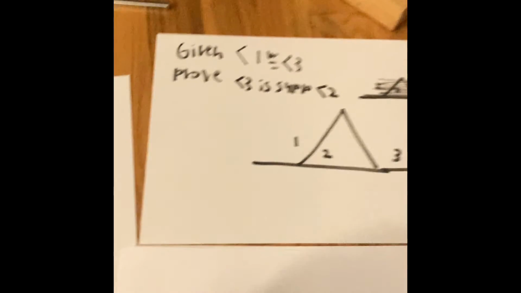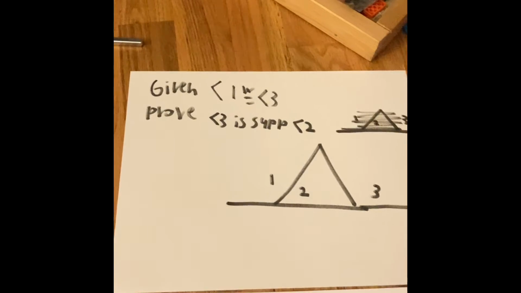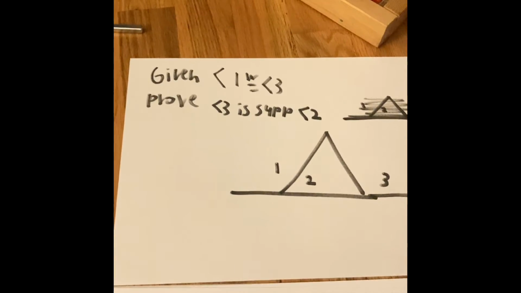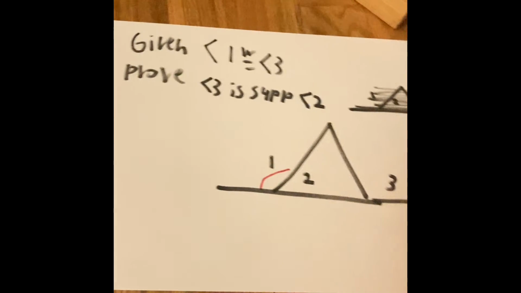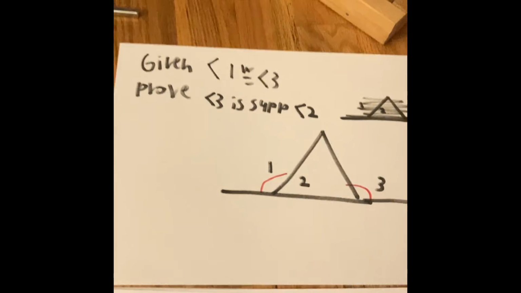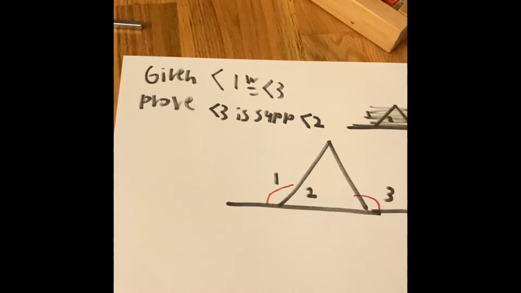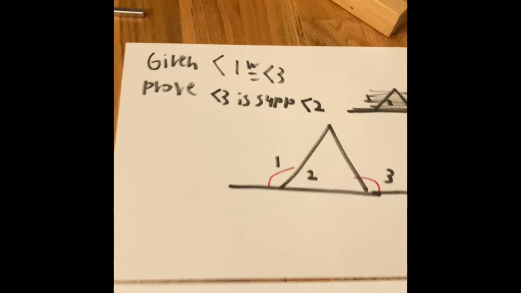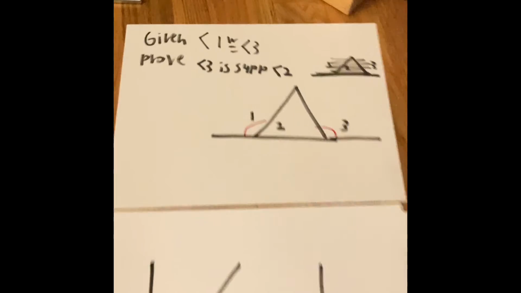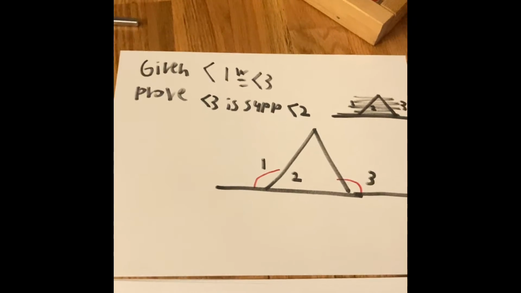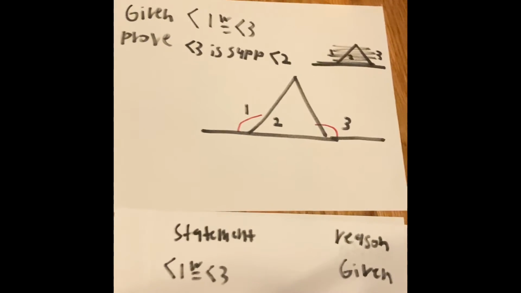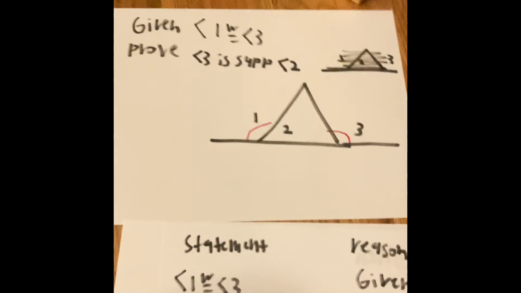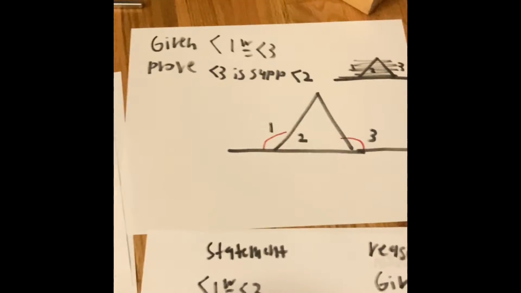So here is the problem. Given angle 1 is congruent with angle 3, and we have to prove that angle 3 is supplementary to angle 2. Similar to the last problem, we're using the substitution property. Here is our given that we marked right there. So what else can we do about this problem?